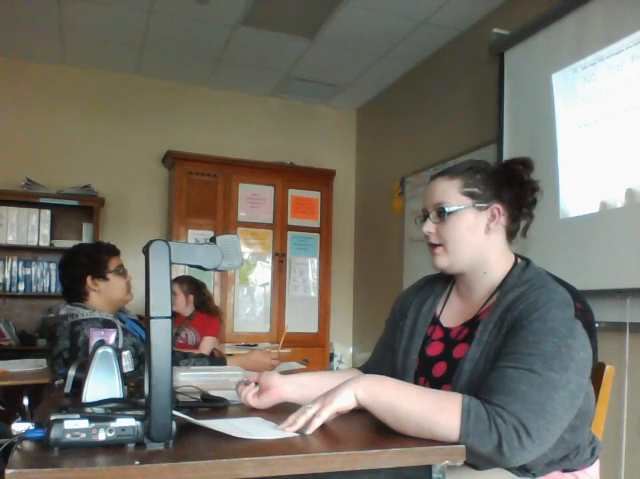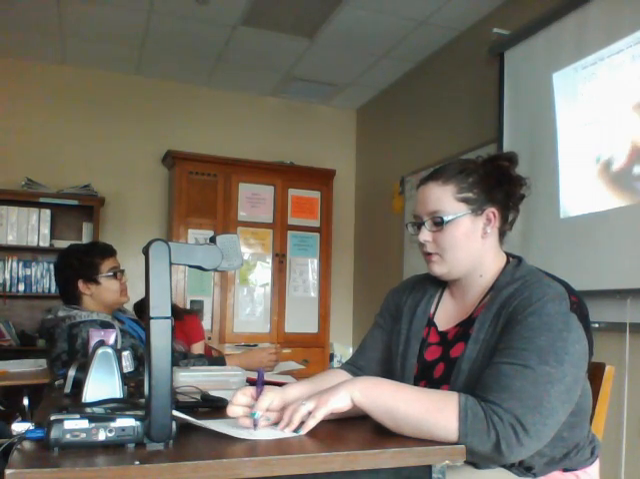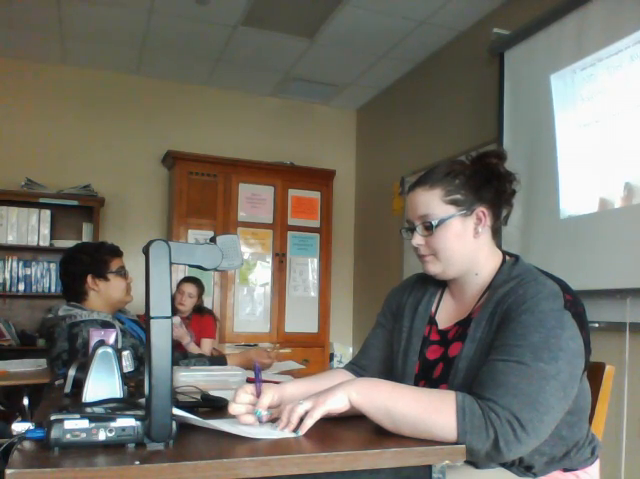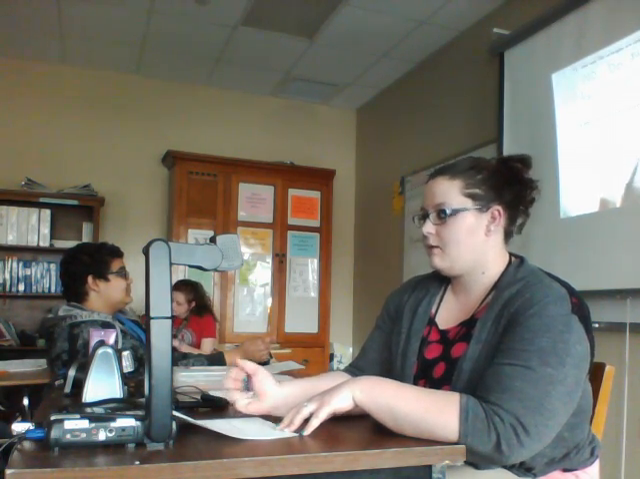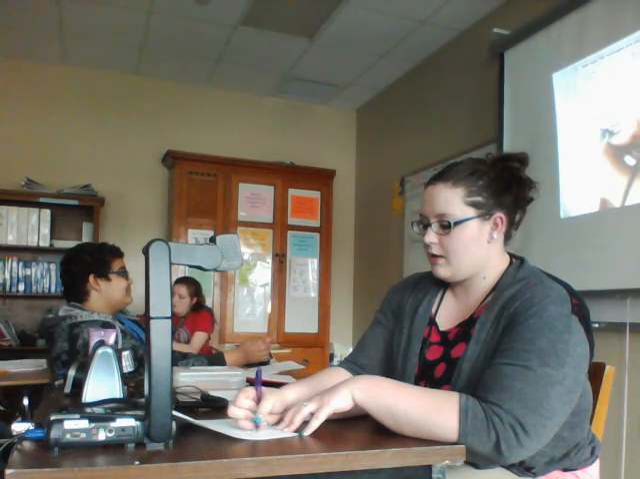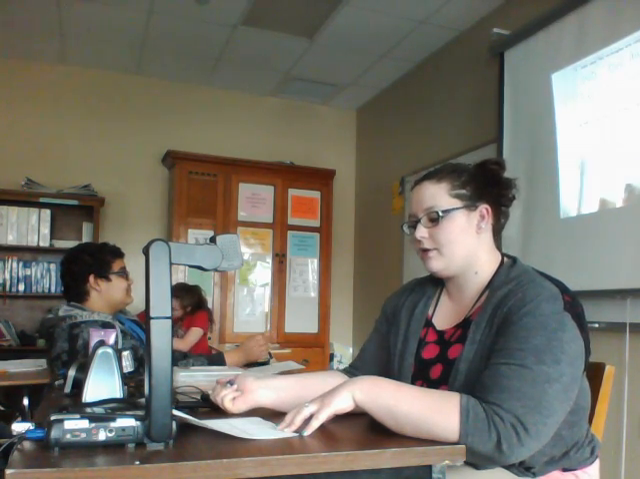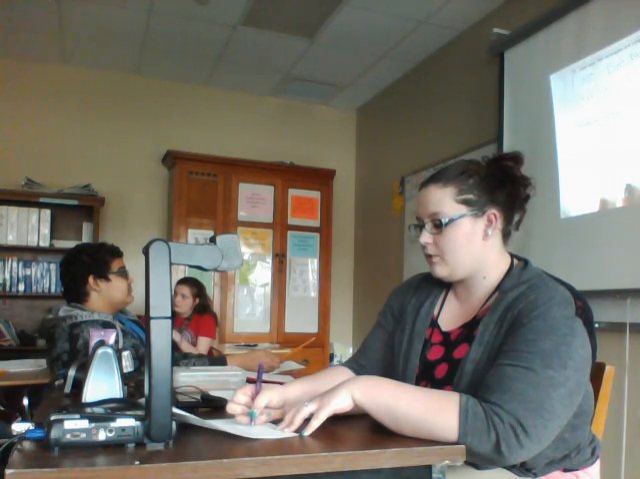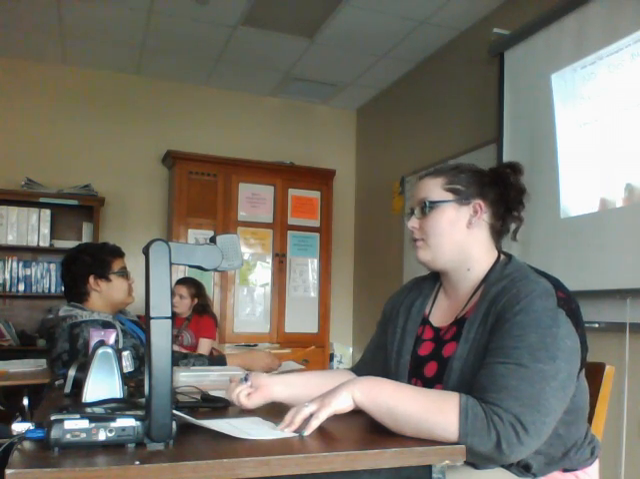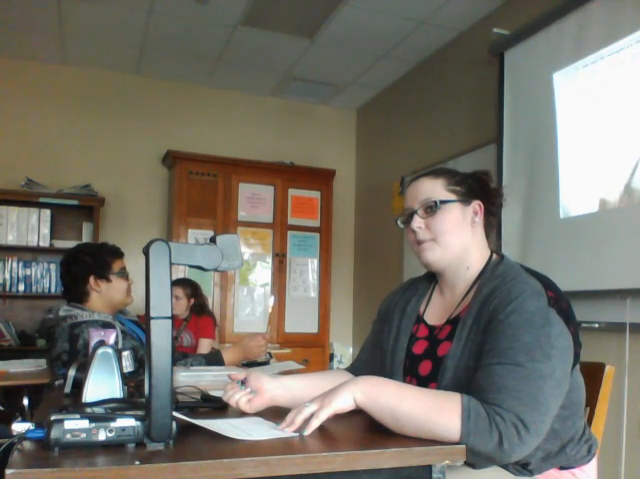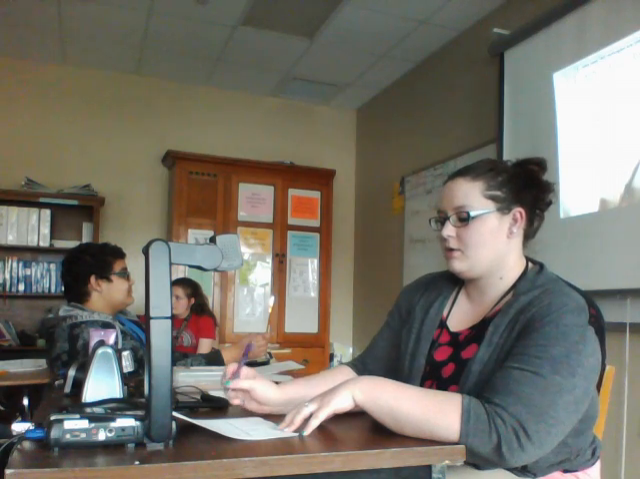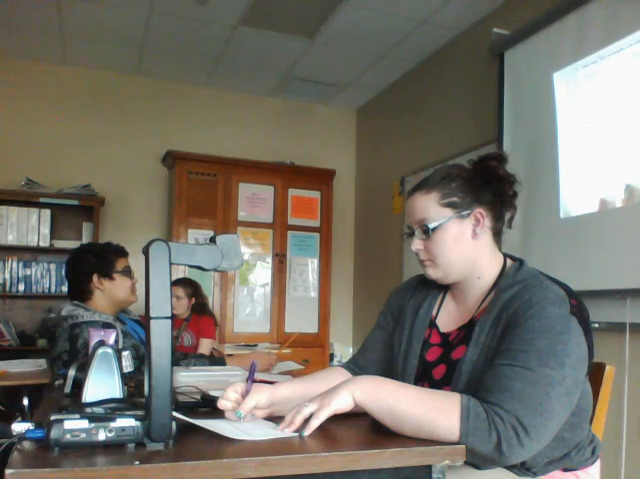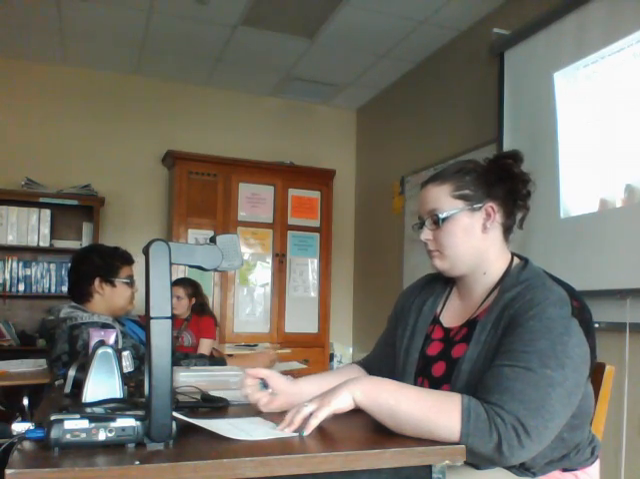Okay, number 8 says which figure has more lines of symmetry, a triangle or a square? So I'm going to draw a triangle, and I'm going to draw a square. If I draw the line of symmetry in the triangle, there's just one. But if I draw it on the square, there's one that can go across and then one that can go up and down. So the square has more lines of symmetry.